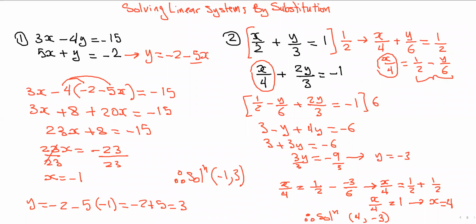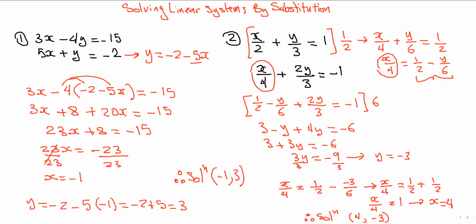Someone might ask me, why did you aim for the x? Why did you multiply by 1/2? Why didn't you aim for the y? Yeah, we could have aimed for the y. We could have multiplied the whole equation here by 2, and then I'll end up with 2y over 3 here, and I could have isolated this instead.